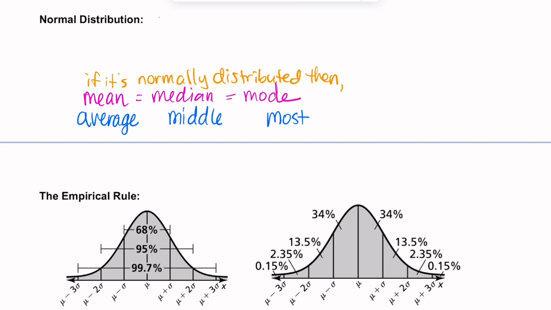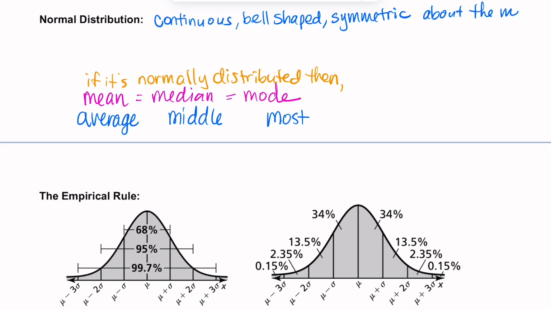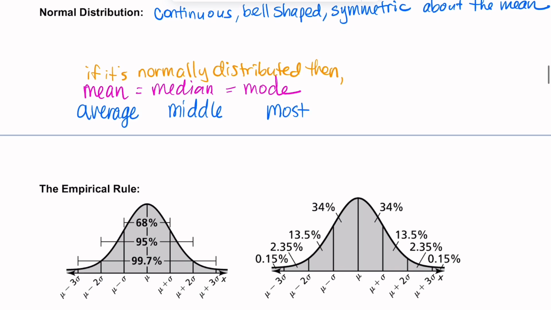A normal distribution is a continuous, bell-shaped, symmetric distribution about the mean. And in this case, our mean, median, and mode are all around in the same place, since it's symmetrical. Remember, mean is the average, median is the middle, and mode is the majority or most.